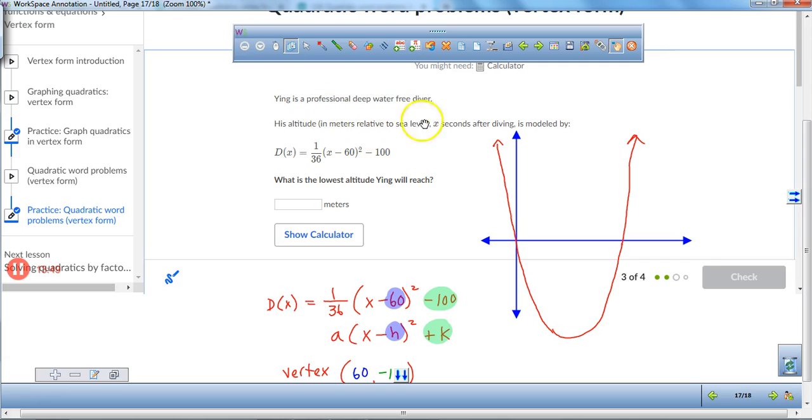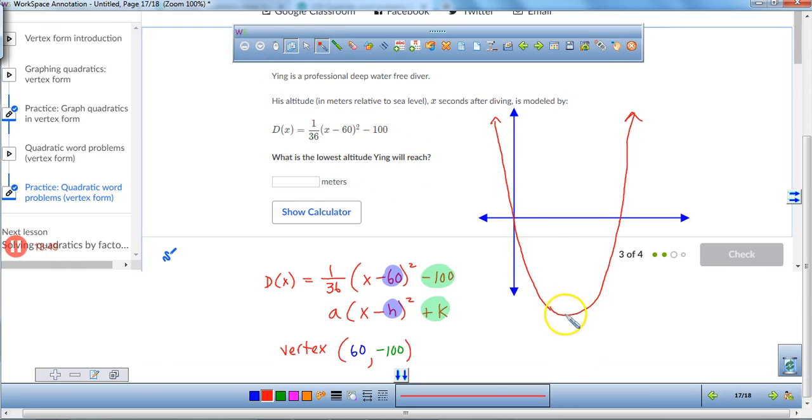All right, so it says Ying is a professional deep water free diver. His altitude in meters relative to sea level, x seconds after diving, is modeled by this. What is the lowest altitude that he will reach? Now, the lowest altitude is the lowest point, also known as the minimum. Well, our minimum was at 60, negative 100, which means after 60 seconds, he reached the lowest depth of negative 100 meters.